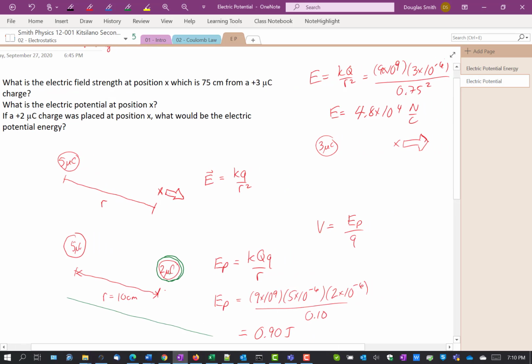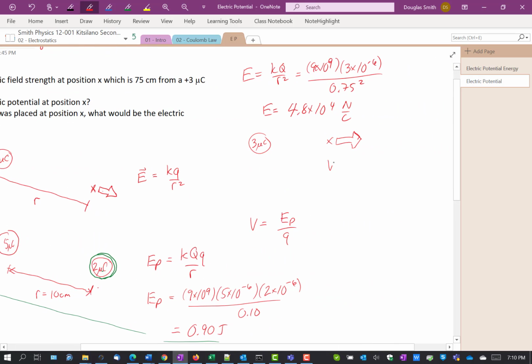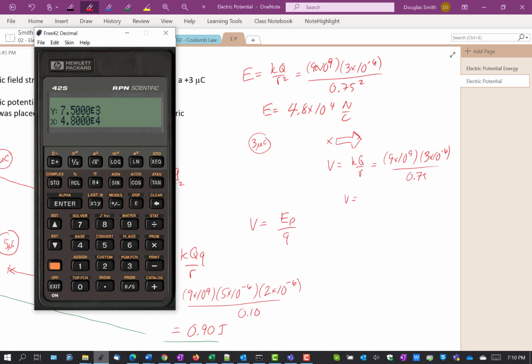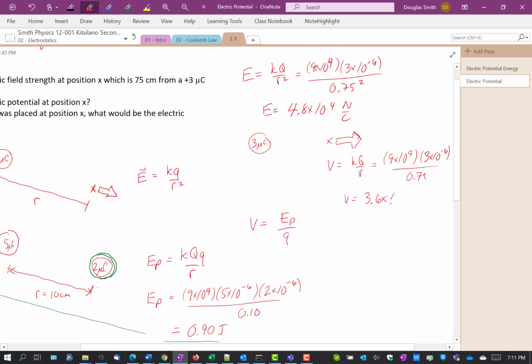And then what is the electric potential at that position? V equals kQ over r: 9 times 10 to the 9, 3 times 10 to the negative 6, over 0.75. I could actually just multiply by the 0.75, but I'll start from scratch. That gives 3.6 times 10 to the 4 volts.